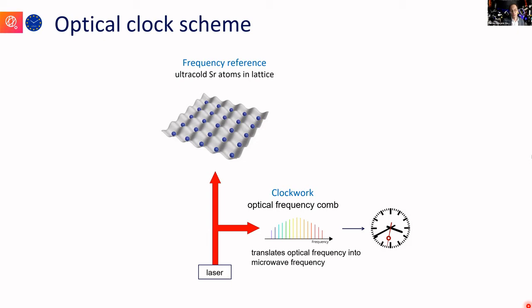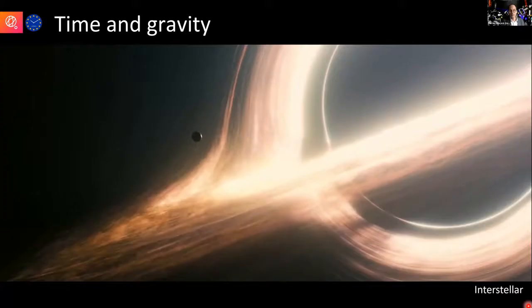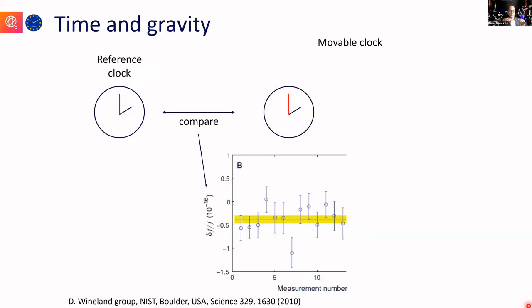Now, what can we do with these optical clocks? You might remember the movie Interstellar, where astronauts approach a black hole and they then age at very different rates. Now, we don't have a black hole near Earth, but we have these super good optical lattice clocks. So our colleagues in Boulder built two such clocks and compared their relative frequency. And here you see the measurement result.